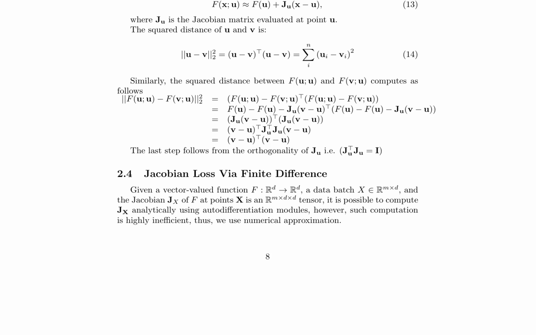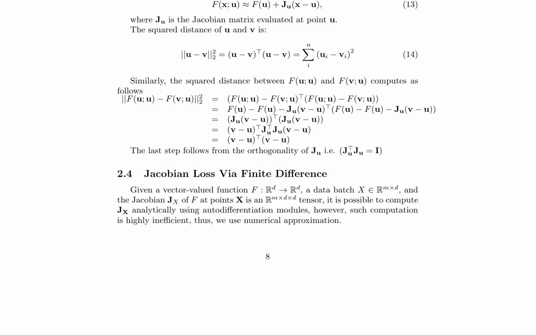The mathematical derivation underlying this approach begins by linearizing the vector field f around a point u using the Jacobian matrix J. It then computes the squared distance between 2 points u and v in the input space and their corresponding outputs in the function space. Assuming the Jacobian matrix's orthogonality, the squared distance in the output space equals the squared distance in the input space, illustrating the preservation of distances under an orthogonal transformation.